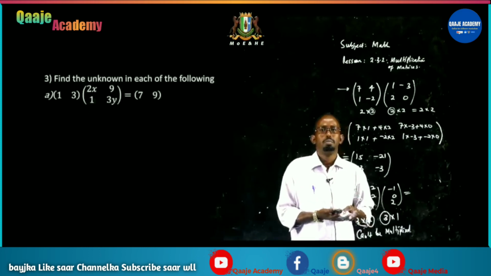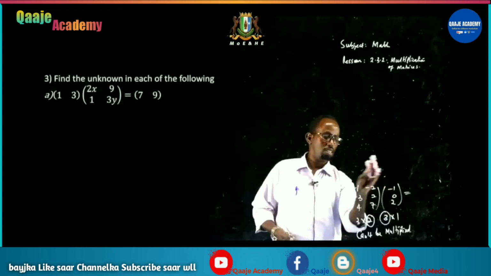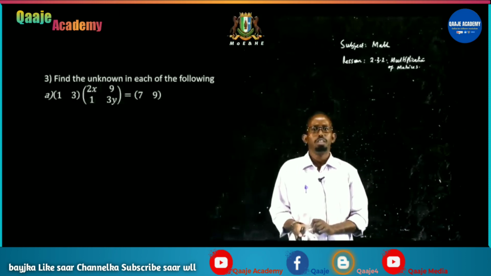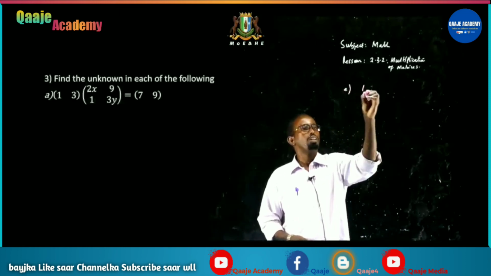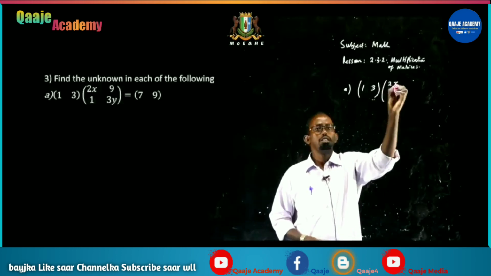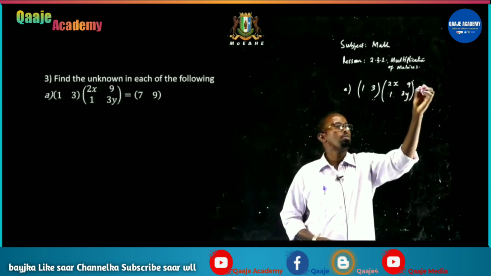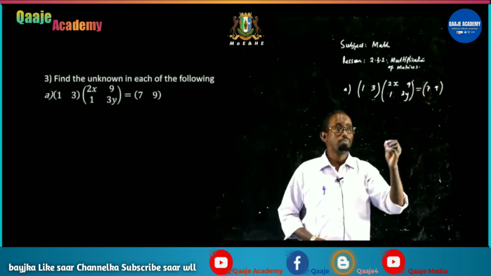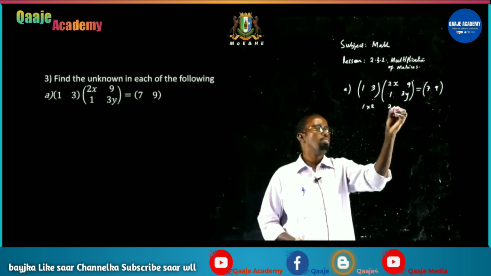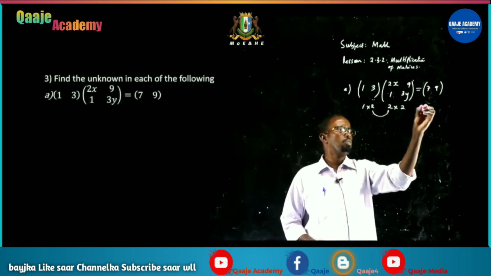The last example for that exercise, we have finding the unknowns. We have 1, 3, and then we have 2x, 9, 1, 3y, which is equal to 7, 9. The order of this one is 1 by 2. This one is 2 by 2. And you cancel these two together, the final answer will be 1 by 2.